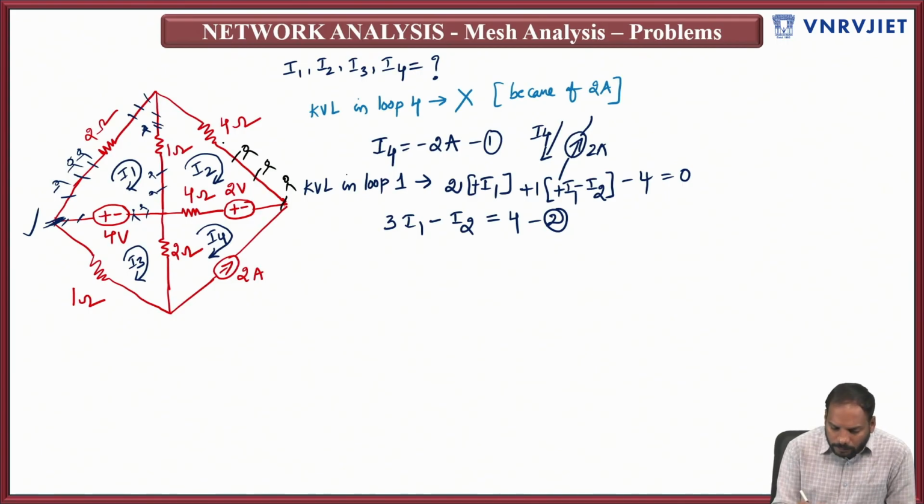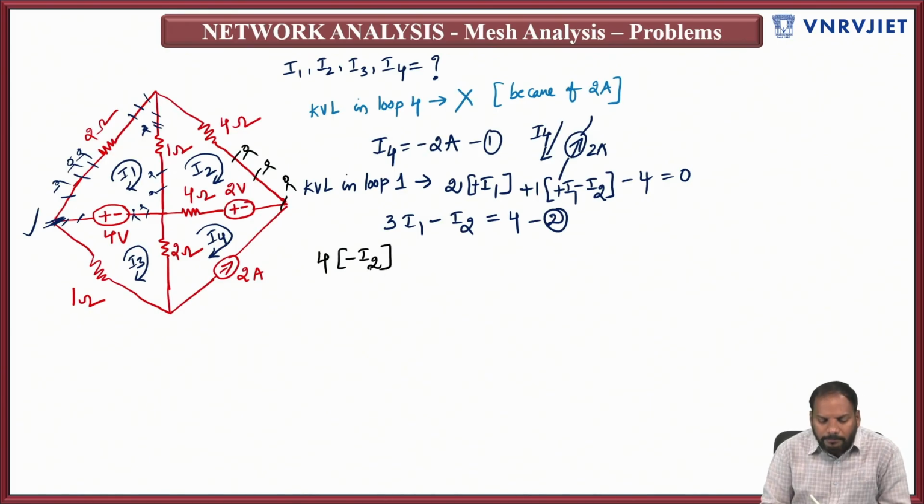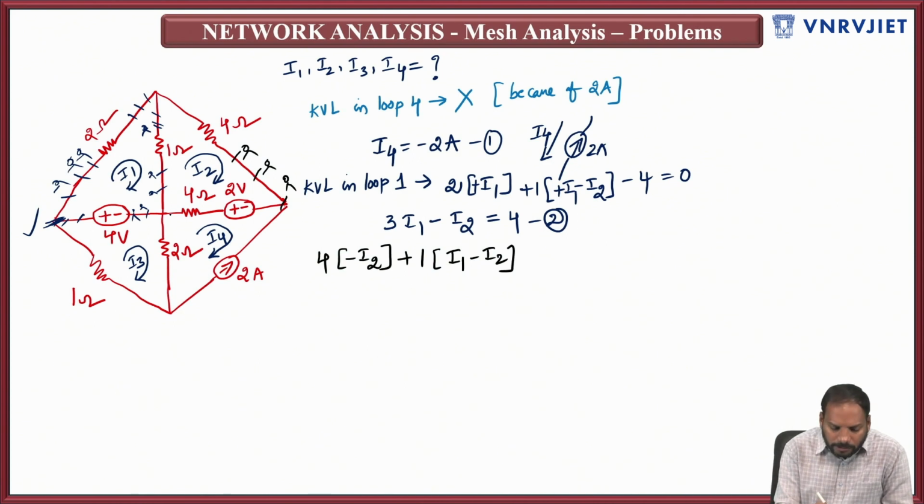So now 4 ohms. The current responsible is only I2 for the voltage drop, but I2 is coming opposite to you. Take it as minus. And then plus 1. Here I1 is your friend and I2 is your enemy. Then you have crossed. You are here now, for the 4 ohms. So plus 4. I2 is your enemy, but I4 is your friend.